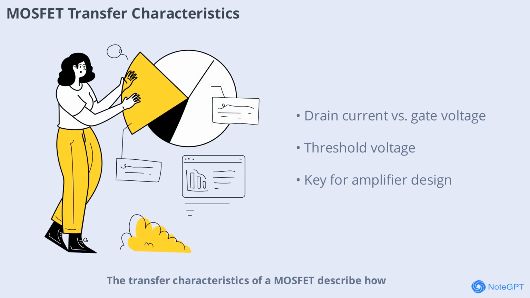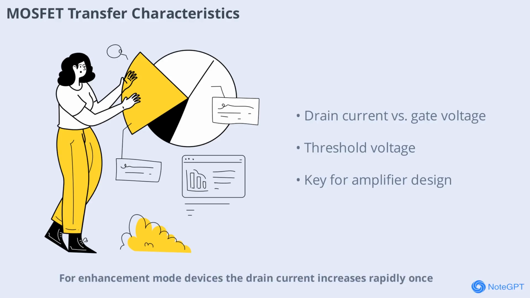Transfer characteristics of a MOSFET describe how the drain current changes with varying gate-source voltage. For enhancement mode devices, the drain current increases rapidly once the gate voltage exceeds a certain threshold. For depletion mode devices, the current can be controlled in both directions by adjusting the gate voltage. These characteristics are crucial for designing amplifiers and switches using MOSFETs.